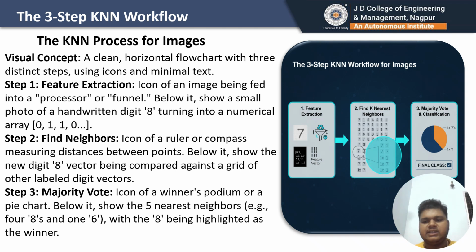Step 2 is to find neighbors. The feature vector of our new image is then compared to every single feature vector in our stored labeled dataset. The algorithm calculates the distance between them to find the k most similar images. And then step 3 is majority vote. The algorithm looks at the labels of those k neighbors and assigns the most common label to our new image. If 4 of the 5 nearest neighbors are the digit 8, our image is confidently classified as an 8. So let's move on to the fifth slide.